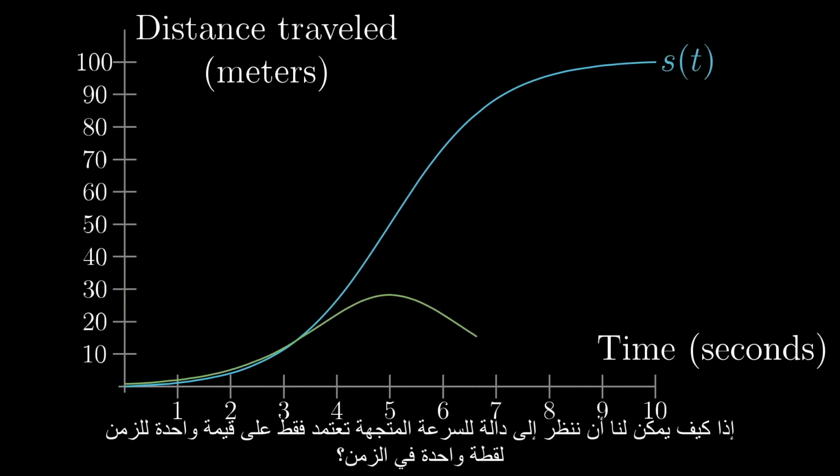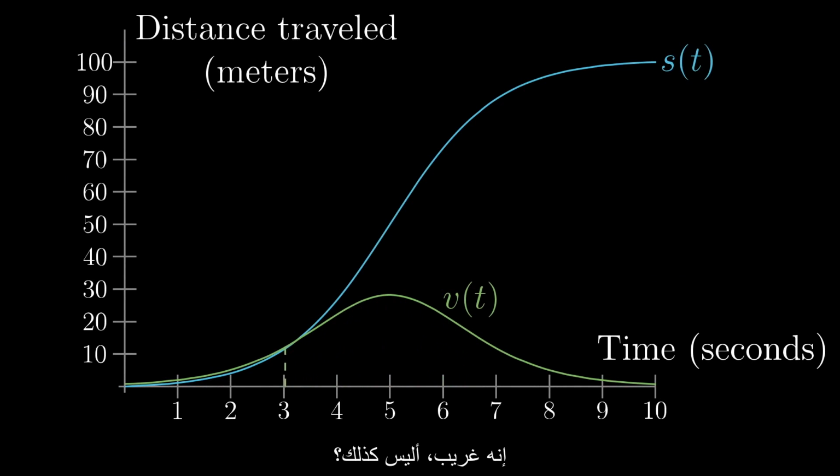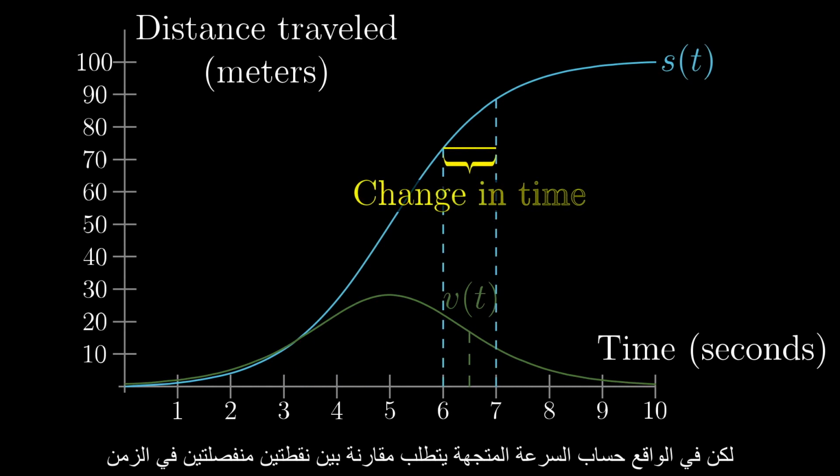So how is it that we're looking at a function for velocity that only takes in a single value of t, a single snapshot in time? It's weird, isn't it? We want to associate individual points in time with a velocity, but actually computing velocity requires comparing two separate points in times.